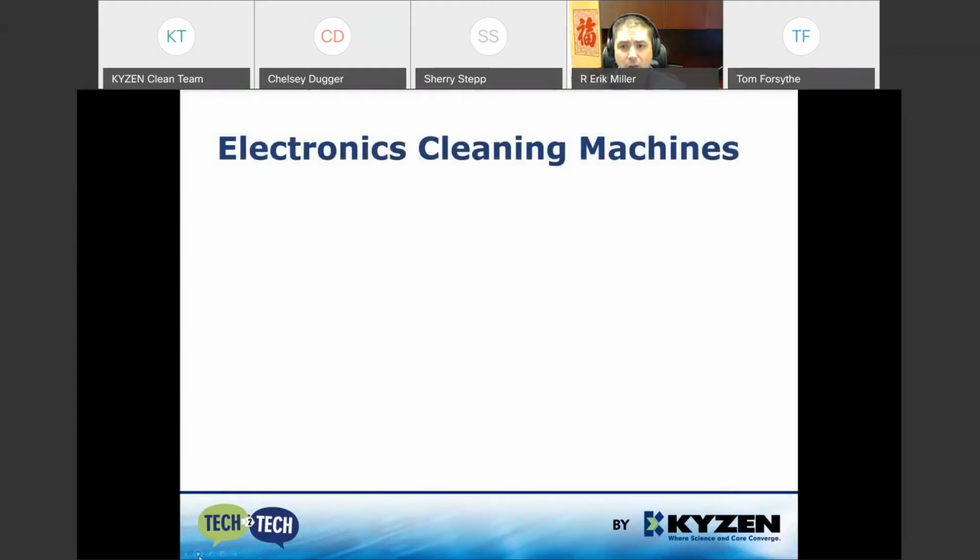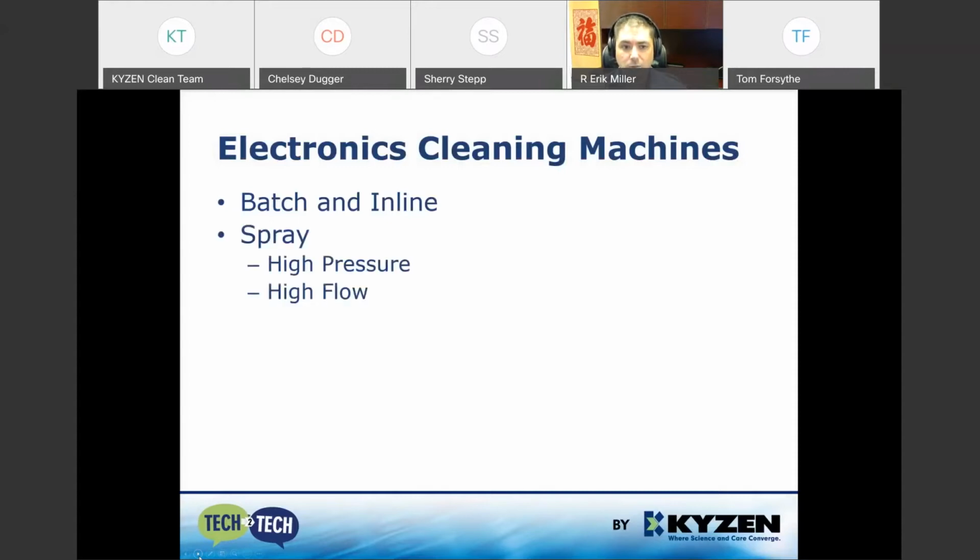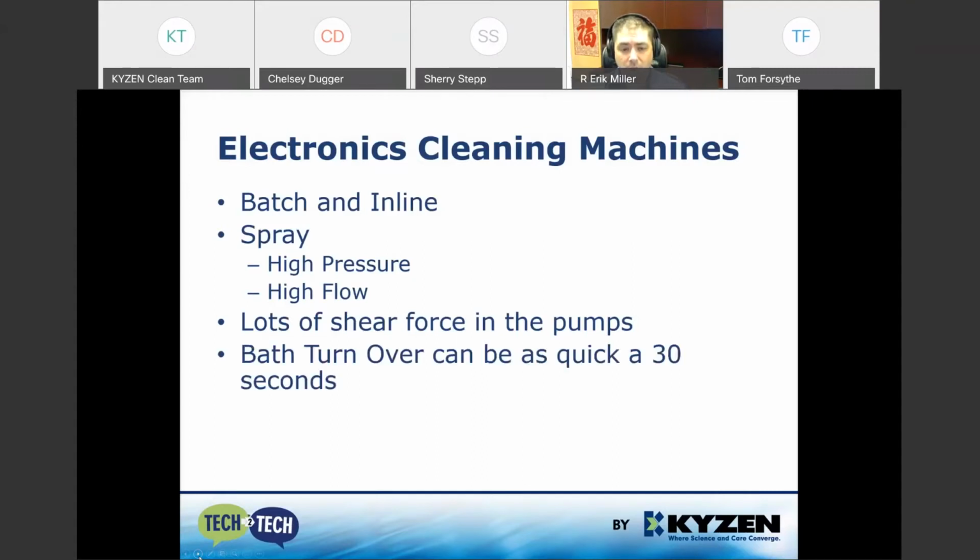So in an electronic cleaning process, we're typically talking about a batch or an inline process, and those processes typically use spray, might be a high pressure or a high flow, but it's a spray nonetheless. Typically, within the pump, there's a lot of shear forces, which has the potential to create a lot of foam. And in some of these processes, the bath can turn over completely in as little as 30 seconds. So we also have to consider the drag out and the cross contamination and make sure that we are controlling that so that we don't get foam.